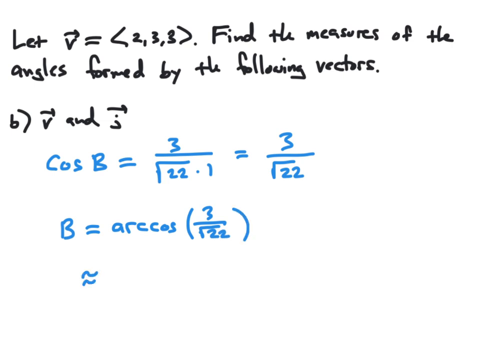And this is approximately equal to 0.87 radians. Or, if we prefer degrees, approximately 50.24 degrees. And so this will be the angle between vector v and vector j.